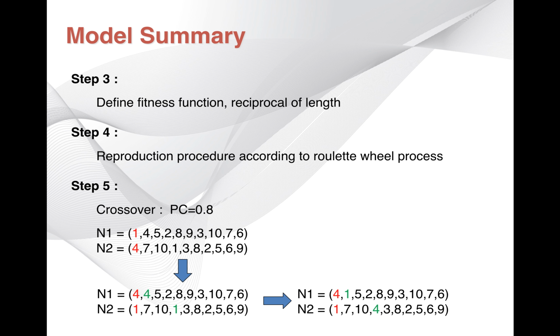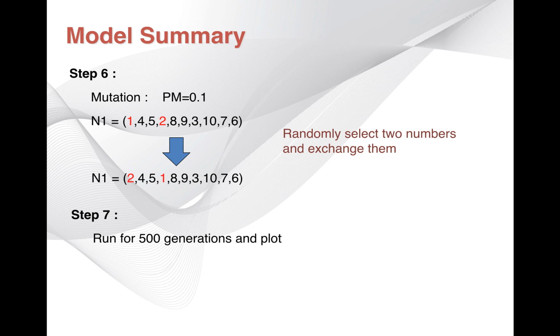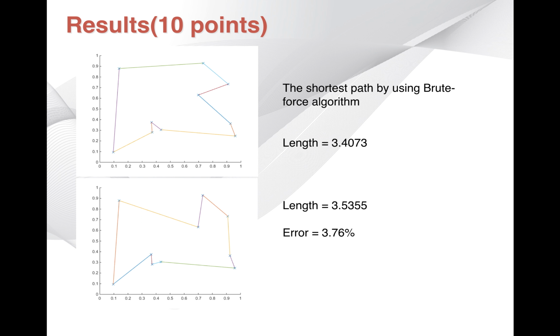When N1 and N2 begin crossover, we exchange two pairs of numbers each time, because they would otherwise produce duplicate numbers after the first exchange. For example, if I exchange 1 and 4, there will be a double 4 in N1, so I should make another exchange. Step 6, mutation. I randomly select two numbers and exchange them. Step 7, run for 500 generations and plot.